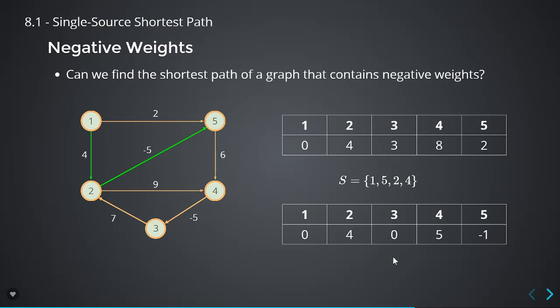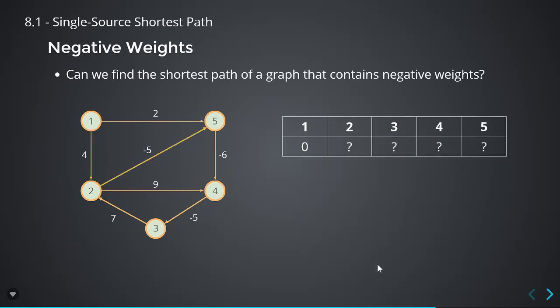But can you find the shortest path from one vertex to all the other vertices? Yeah, you can, sure. -5, or whatever the negative number is, is just another number. There is a shortest path from 1 to 3. There is a shortest path from 1 to 4 and so on. However, let me change one edge.